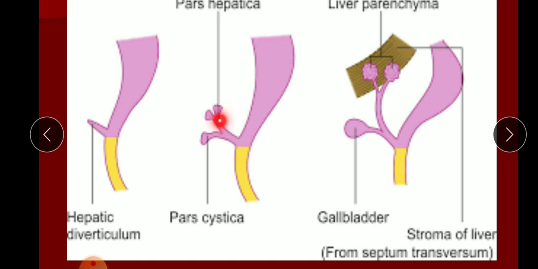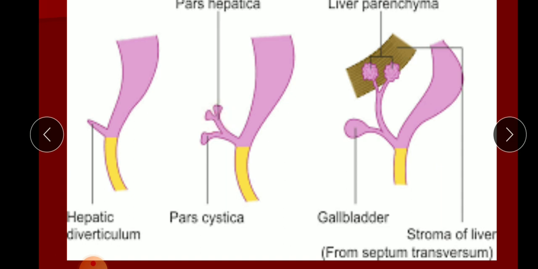This pars hepatica will divide further into two buds, later forming the two lobes of the liver, and they branch further and divide to form cords of cells, that is, the cords of hepatocytes. In between, you find the bile canaliculi, the biliary canaliculi. The hepatocytes, the two lobes, and the bile canaliculi are all formed from the pars hepatica.